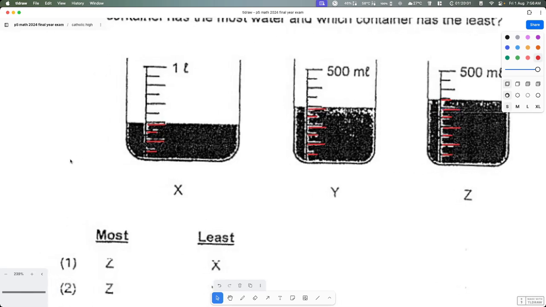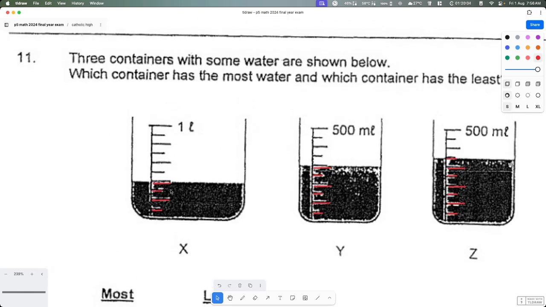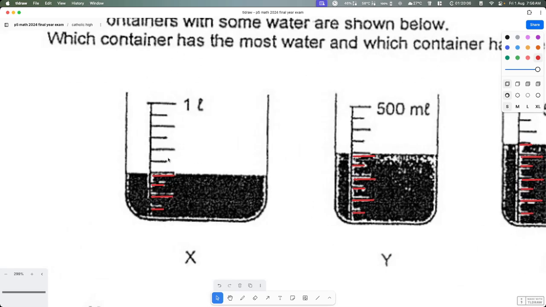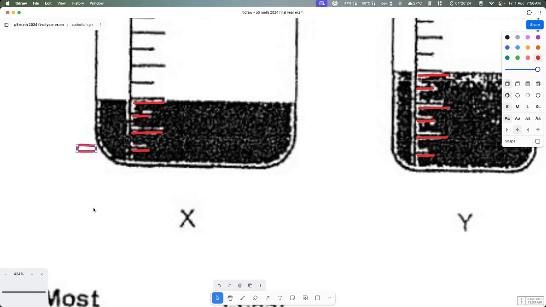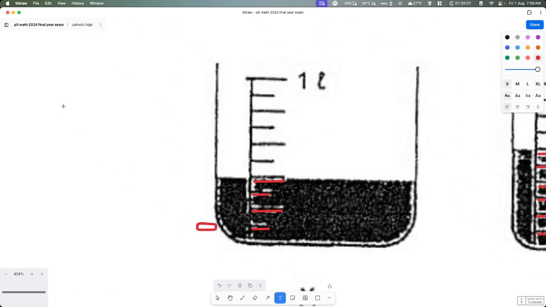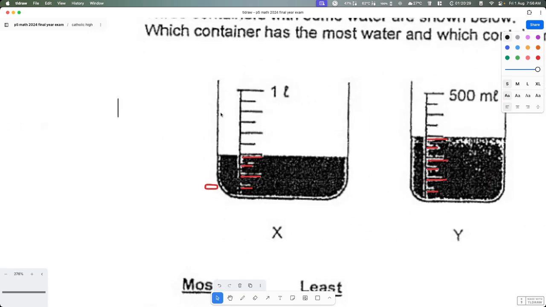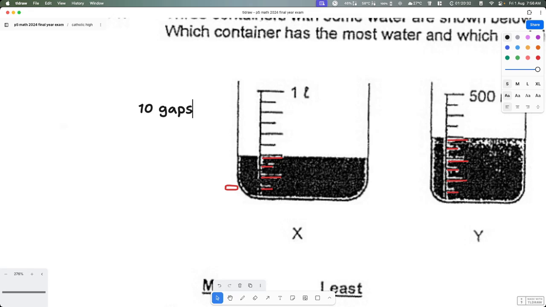So we can actually count the number of gaps between this and 1 liter over here. If I were to zoom in, X over here has one gap, two gap. Let me put a rectangle. All right, so we have one small little gap, 1, 2, 3, 4, 5, 6, 7, 8, 9, 10. So 1 liter is 10 gaps. So let's write for X, 10 gaps and 1 liter. So 10 gaps is equal to 1 liter.